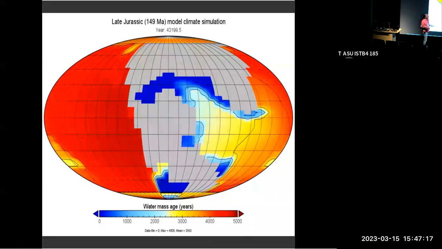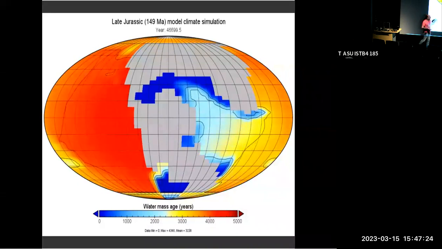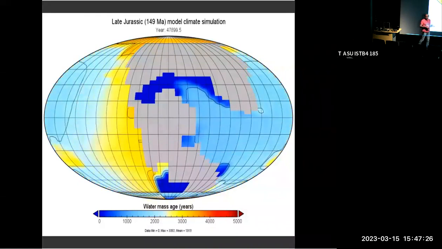So this is not something you'd guess from a box model. The box model is a static representation of what you think, for instance, the modern ocean looks like. When you put some dynamics in, weird things can happen.